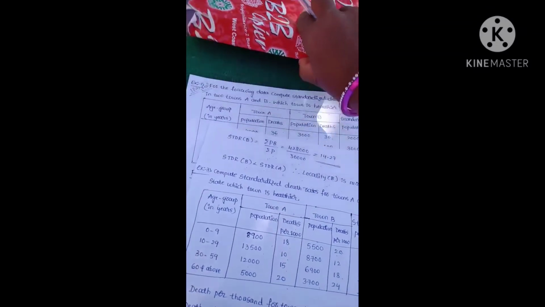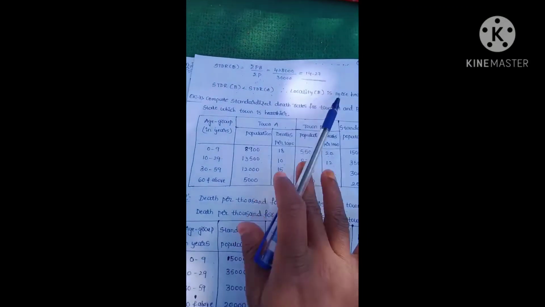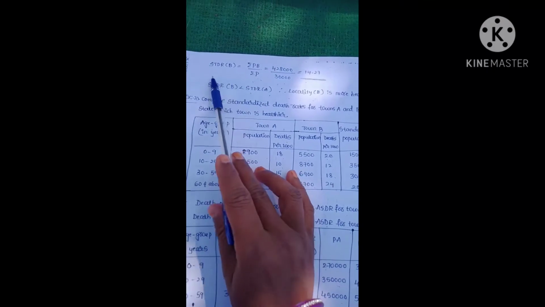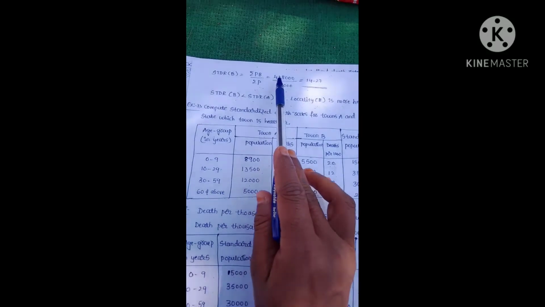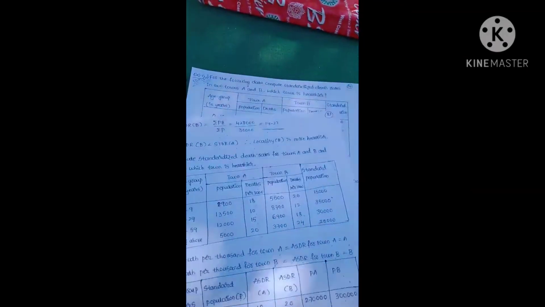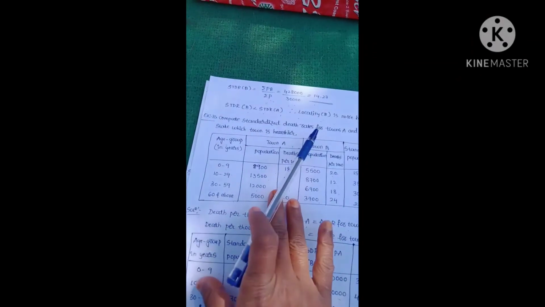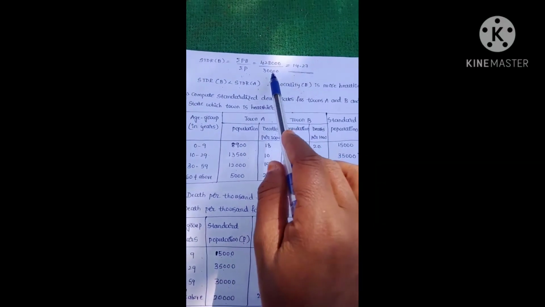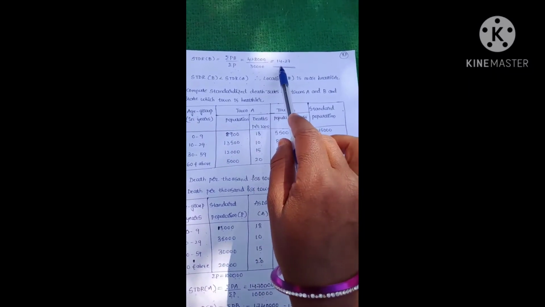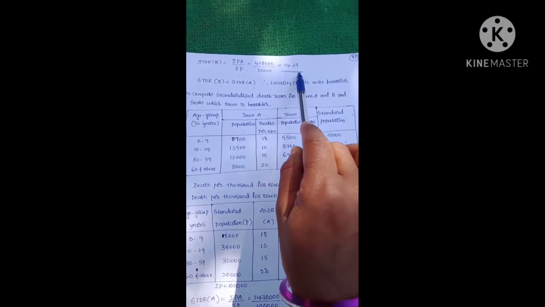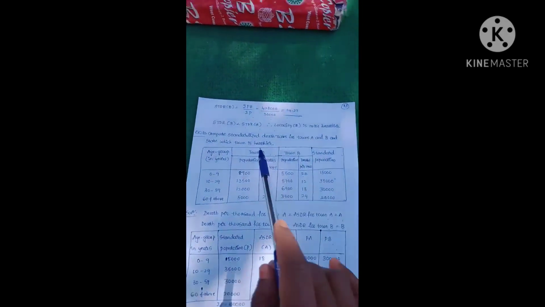Next, calculate here STDR of B. How do we calculate it? Already we know the formula. What is the formula here? Standardized death rate: STDR of B means summation of P into B divided by summation of P. What is the summation of P into B? The value is 4,28,000, we have solved. What is the summation of P? 30,000. Divide these two terms, then we get 14.27. This is for STDR of B.